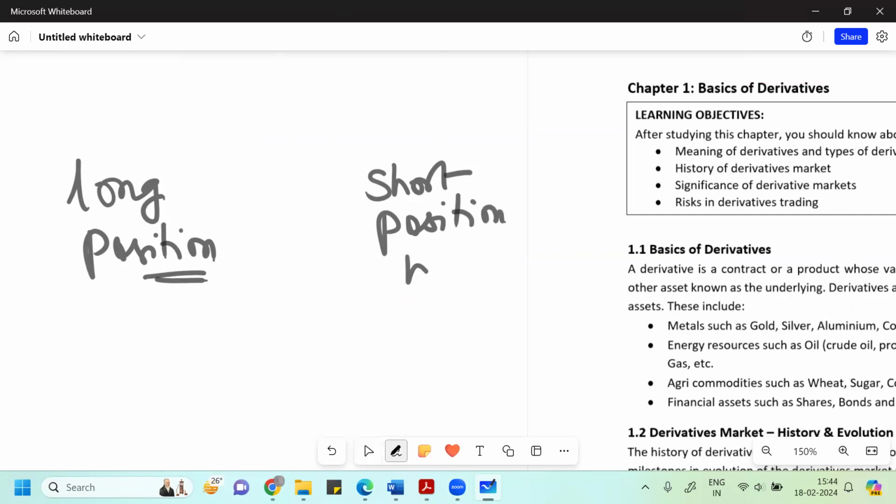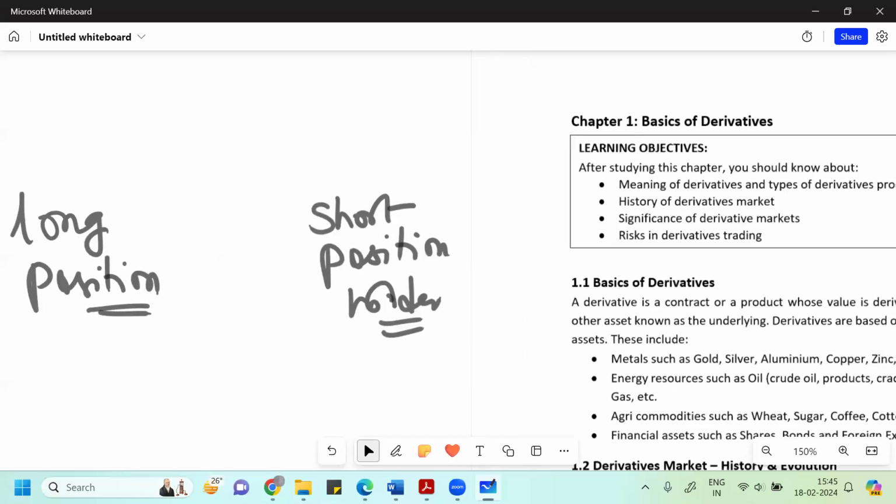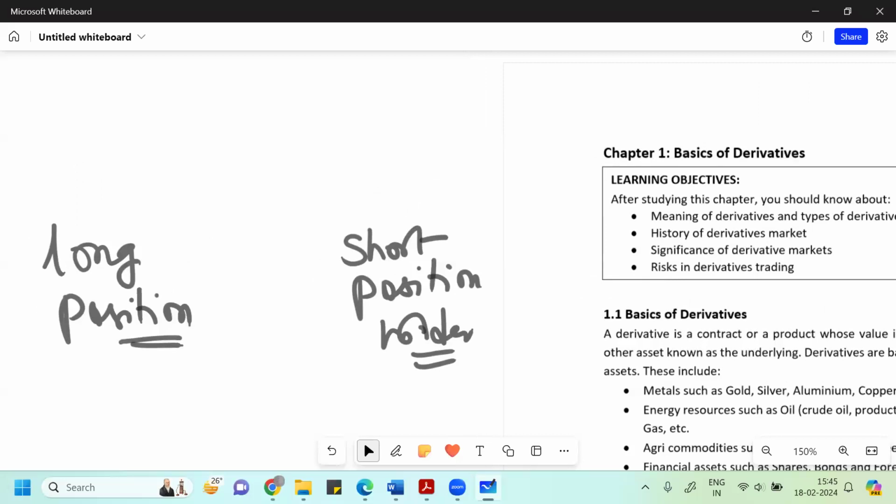Here we are not going to use the word buyer or seller. Here we'll use the terms long position holder and short position holder. So the long position holder is the person who wants to buy an asset in the future. The asset on which they are talking about a transaction which they will do in the future is called an underlying asset.